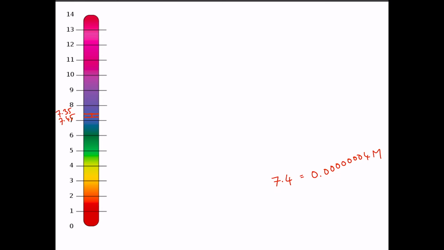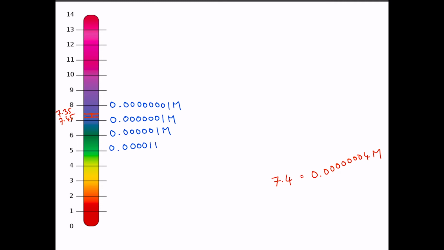If something is of a pH of 7, it actually means that its concentration of hydrogen ions in that solution is 0.0000001 molar. If something is of a pH 8, it means it's 0.00000001 molar. If something's a pH 6, it's 0.000001 molar. Now, can you see what's actually happening here?